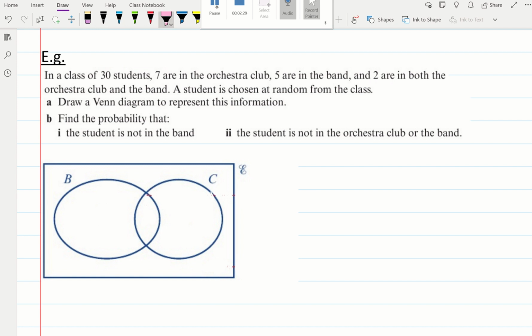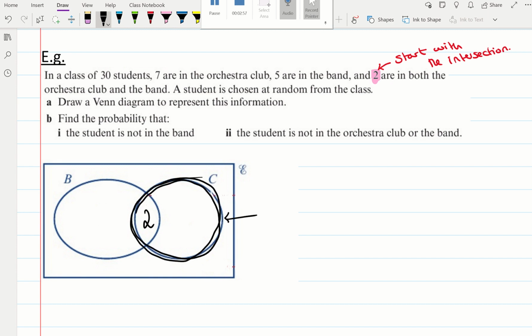Now, I always start with the intersection. Your starting point must be the intersection. So 2 people are in both. And then it tells you that 7 are in orchestra club, but I've already got 2 because these 2 are in orchestra and band. So 7 minus 2 is 5. So the people who only do orchestra club are 5 people.